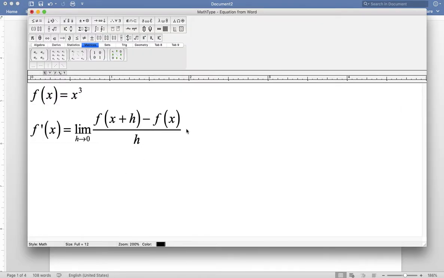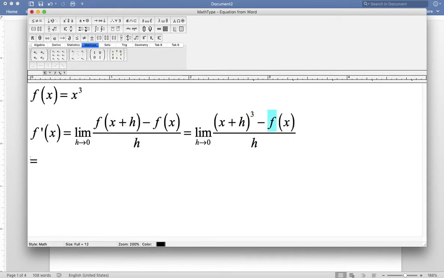So to find the derivative, we're going to apply this limit. What I'm going to do is substitute in these parts. Rather than f of x plus h, we're going to substitute x plus h into our function. So it's going to be x plus h cubed minus f of x, that is x cubed, all over h. Our task is now to evaluate this limit. So it gives us the limit as h approaches 0.